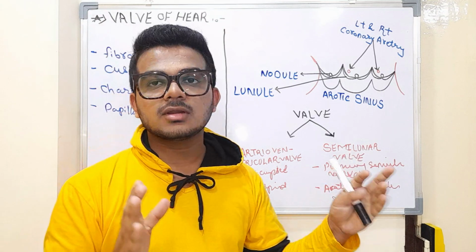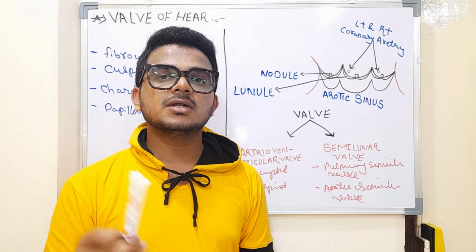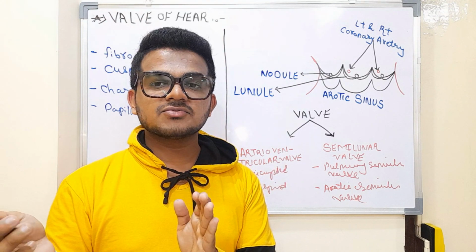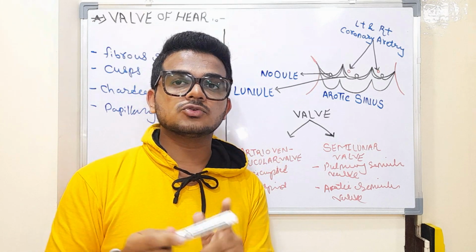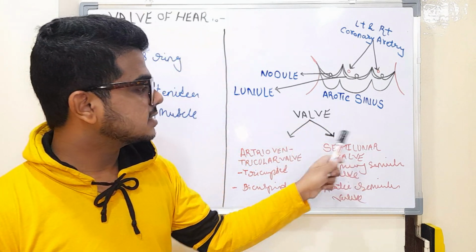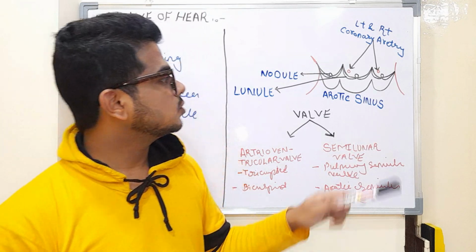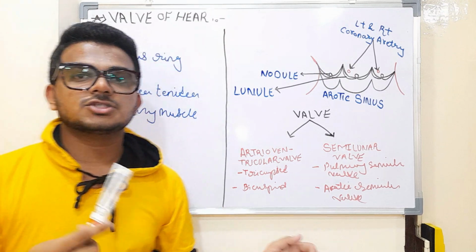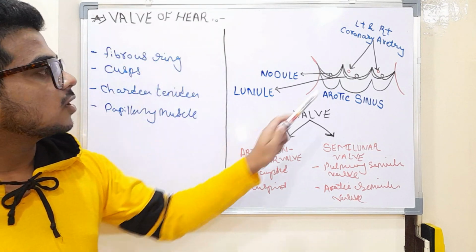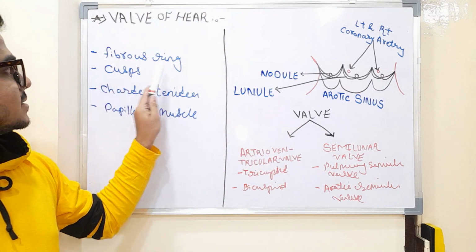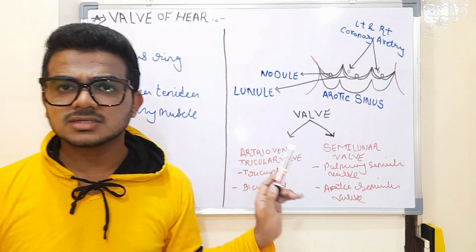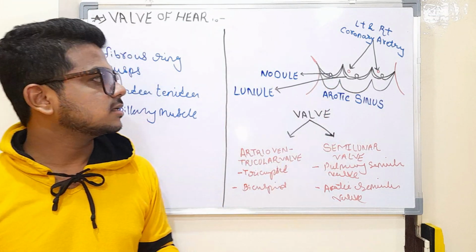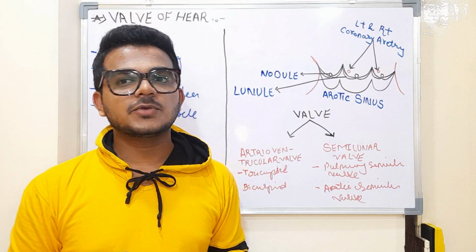And the semilunar valve is present to prevent the backflow of blood in the pulmonary trunk and pulmonary artery, and on the left side to prevent the backflow of blood from the aorta. So there is a semilunar valve present. Then you have to draw the structure. Then you have to mention these 4 points, by what structures this valve is formed: fibrous ring, cups, chordae tendineae, and papillary muscles. These 4 structures together form the heart valve. So this is a very simple topic, students.